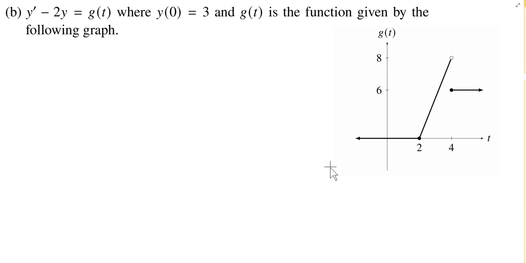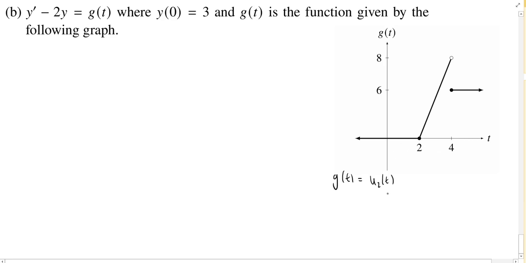All right, so let's give this a try. We're giving this a try here with g of t equals. We're going to turn on at 2, so let's put in a unit step function, u2 of t. That tells us to turn something on. And then we're going to want to have this line segment going from 2 to 4. So let's see what this line segment is. We can see from 2 to 4, it goes up from 0 all the way to 8.